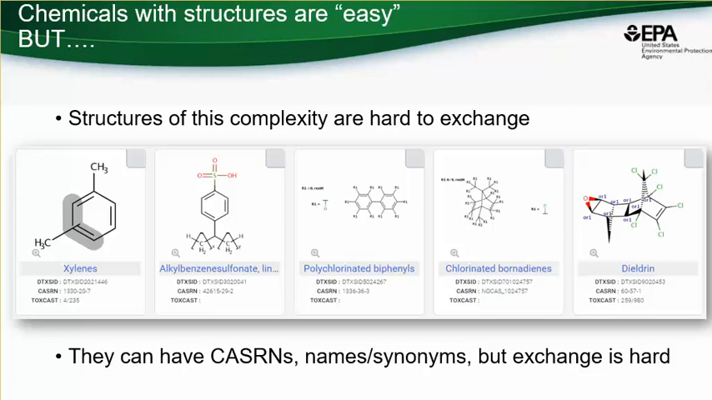For example, polychlorinated biphenyls. There are 209 of them in the set, and this is a structural representation of that set with its own CAS number. But this is a class of chemicals. This is a side chain where X and Y can vary in length. This is a complex alkyl linear benzene sulfonate. This is dieldrin, where stereochemistry can vary at each one of those stereocenters. So these each have their own CAS numbers, they each have their own names or synonyms, but exchange is hard at a structure level because structure representation is incredibly difficult.